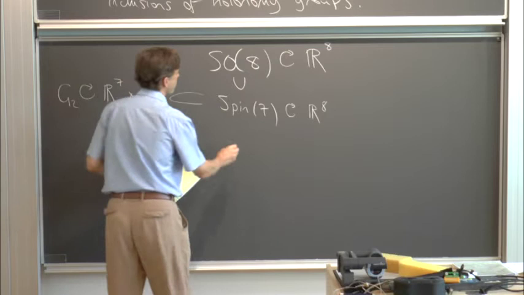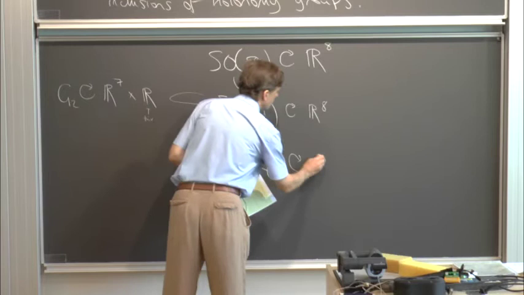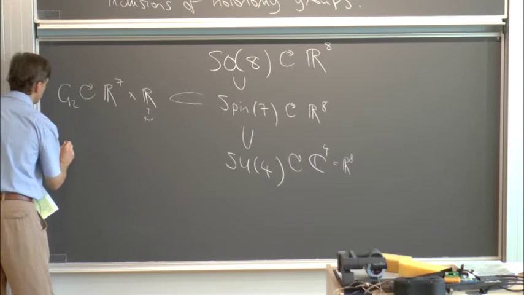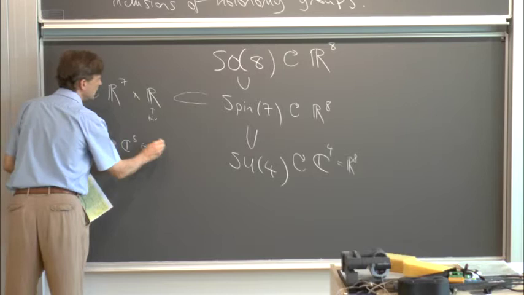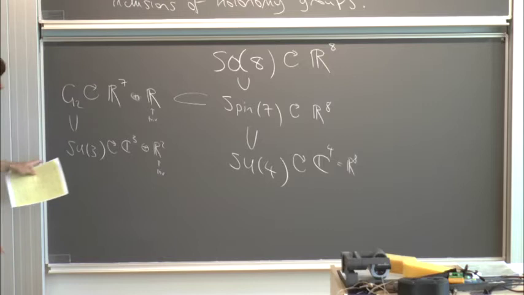Going down one level, SU(4) acts on C^4, which you can identify with R^8. And in here, we can put SU(3), which acts on C^3 ⊕ R^2, where the action on the R^2 is trivial. And this SU(3) is included as a subgroup in both G2 and in the SU(4).